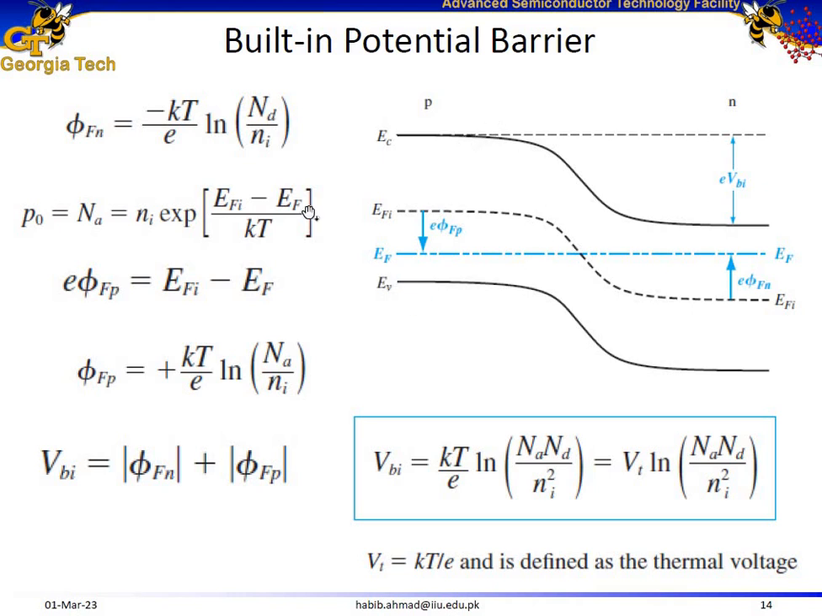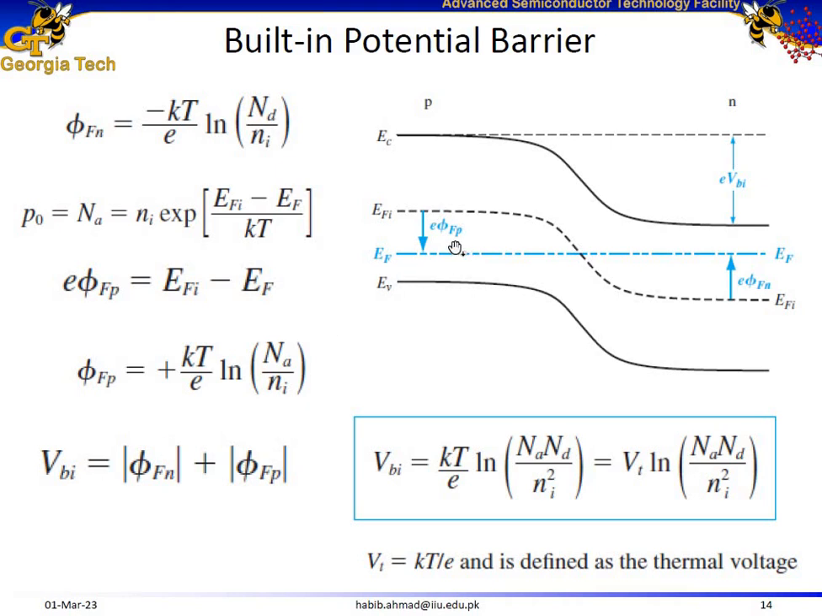Similarly, we can repeat the same process for the concentration of holes on the p side of the semiconductor, and then replace EFi minus EF with phi Fp. After some reordering you can represent phi Fp in terms of Na, which is the acceptor doping, divided by Ni, which is the intrinsic carrier concentration.